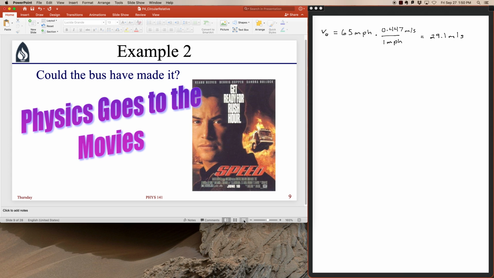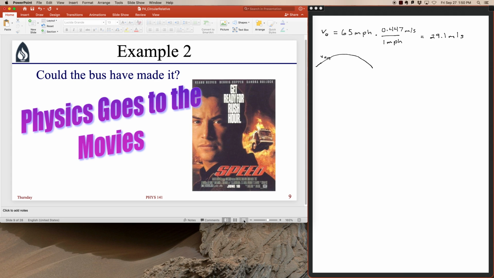I'm also going to assume that the bus started and stopped at the same height. So it had some initial velocity, and it took off, and it crossed this 50-foot gap, and then landed at the same height that it took off at, and so its delta y would have been 0. Its final height was the same as its initial height. So that means I can use the range equation because I satisfy that special circumstance that the takeoff height and the landing height are the same.